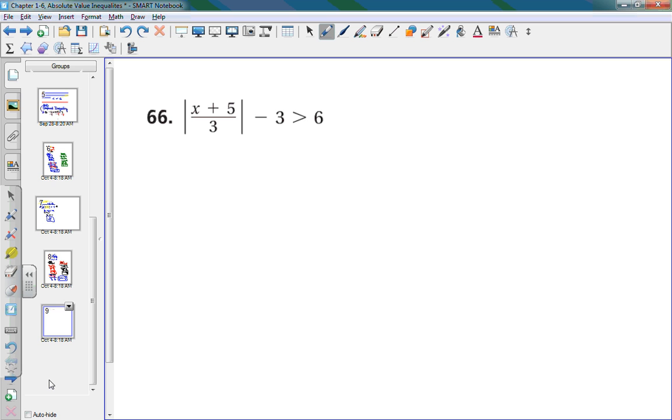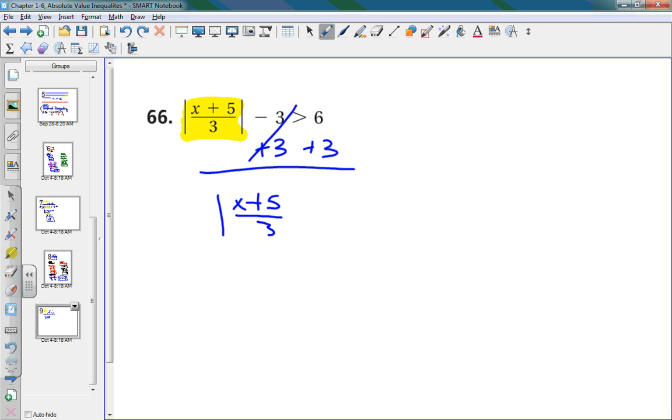Okay, number 66. Always put the small. Step 1, what do I do? Isolate. So what's attached? The -3. So how do I get rid of that? Add 3 to both sides. And I have the absolute value of x plus 5 over 3 is going to be greater than 9.